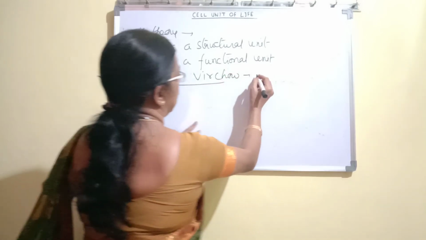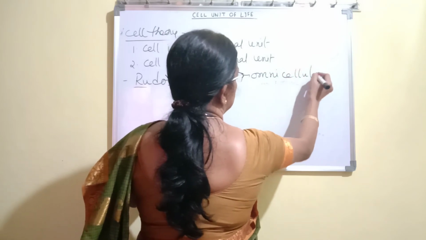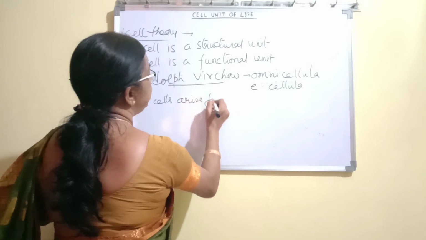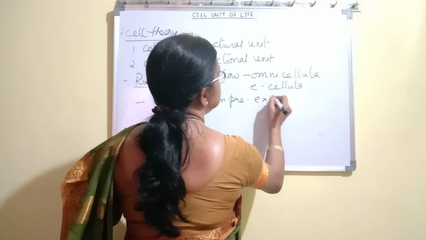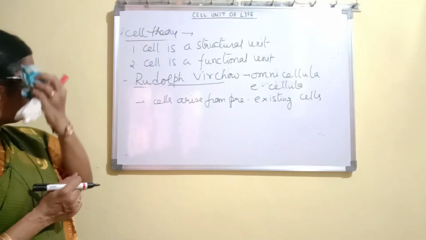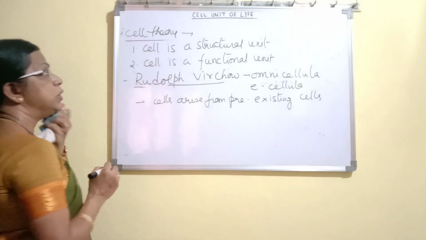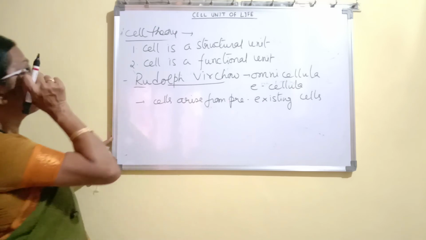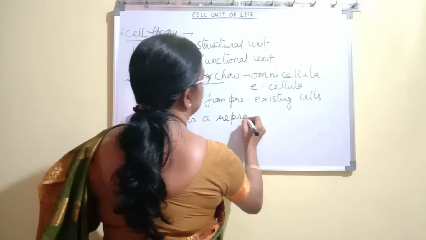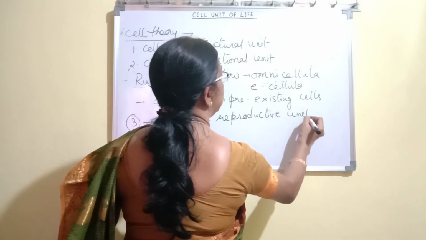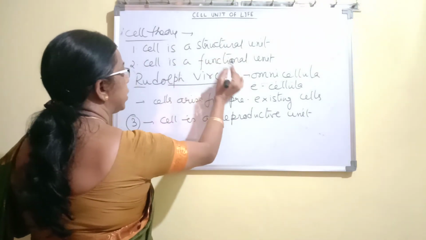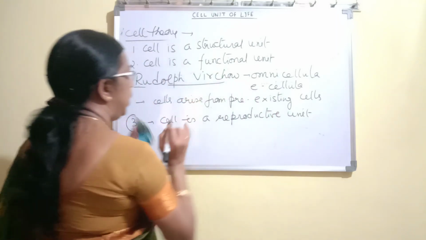Rudolf Virchow proposed a theory called omnis cellula. That means cells arise from pre-existing cells. So that is given by Rudolf Virchow. Based on this study, a third statement was also added to cell theory. The third statement is, cell is also a reproductive unit. So three statements, after Rudolf Virchow, are given. Cell is a structural unit, cell is a functional unit, and cell is also a reproductive unit.